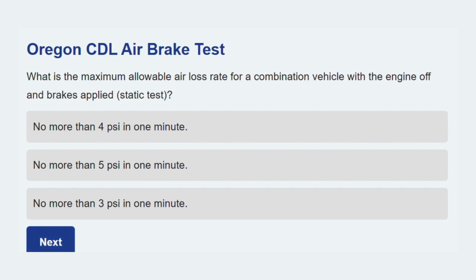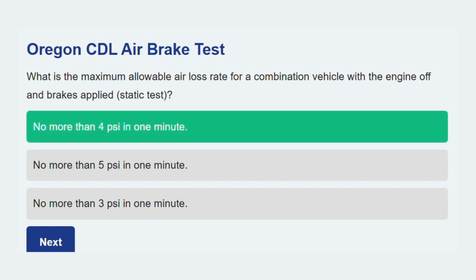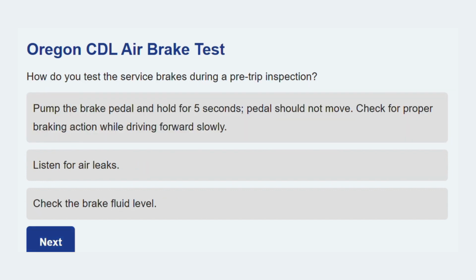Okay, what's next? What is the maximum allowable air loss rate for a combination vehicle with the engine off and brakes applied? Static test? No more than 4 psi in 1 minute. Combination vehicles have more air lines and connections, allowing for a slightly higher acceptable loss rate.